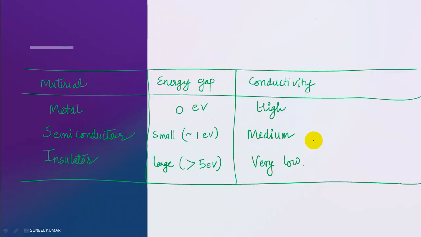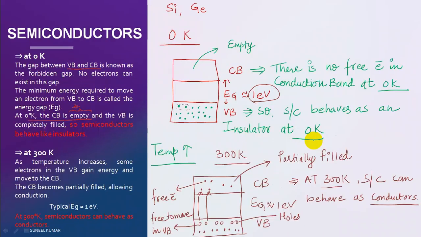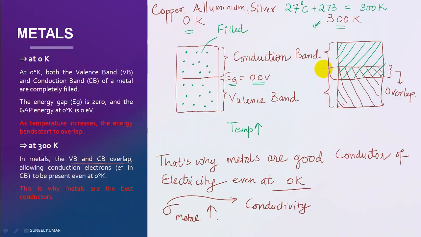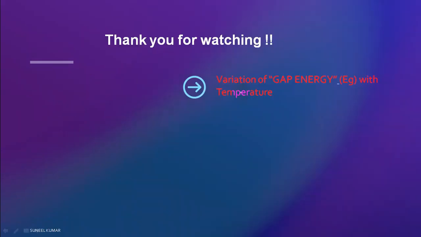Hope you have understood how we can classify different materials by using the energy band diagram. In the next lecture, we will see how this gap energy varies according to temperature. Here we have seen that as we increase the temperature, these two bands overlap in metals. Basically, this gap energy reduces as we increase the temperature. How this gap energy varies according to the change in temperature, we will see in the next lecture.